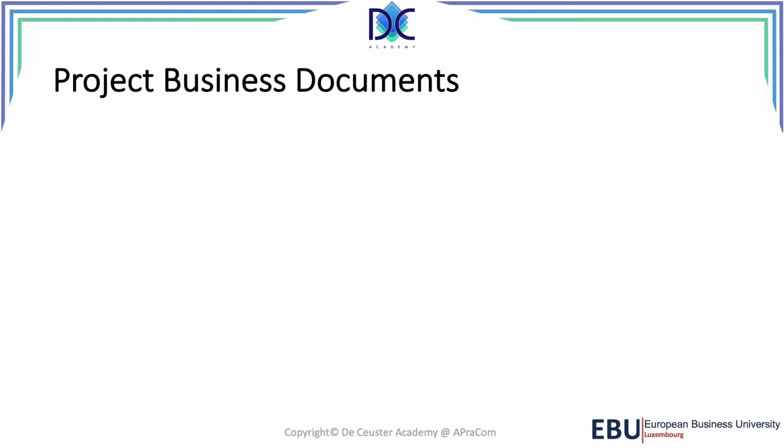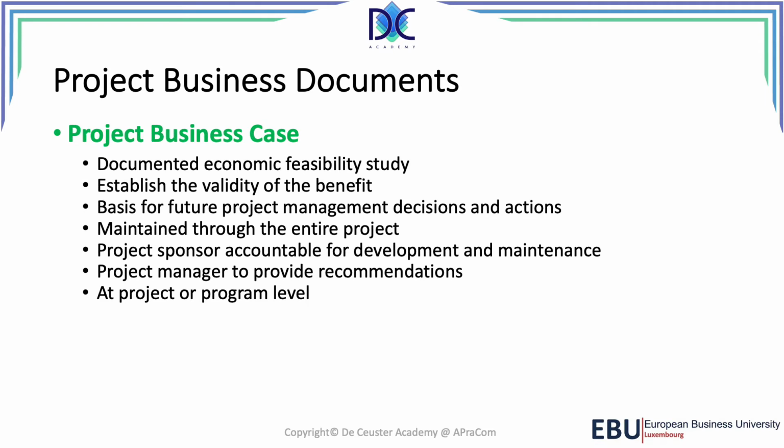Now let's have a look a little bit more in detail. We have the business case, typically with an economic feasibility study and the validity of the benefit. It's the basis for the future project management decisions and actions, and it's something that we have to take into account during the entire project. The project sponsor is accountable for development and maintenance, and the project manager provides recommendations. It can be made at project or program level. So when we have more complex projects or programs, it's made on that different level.